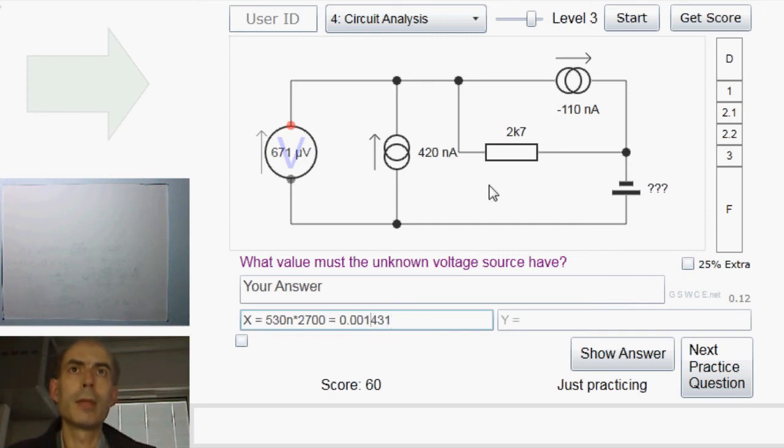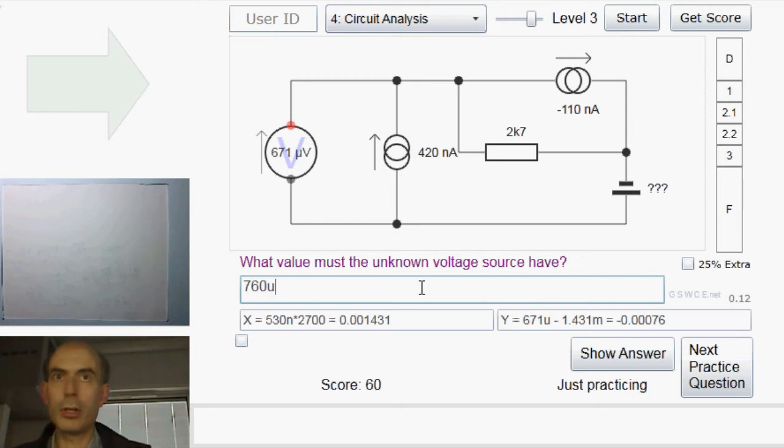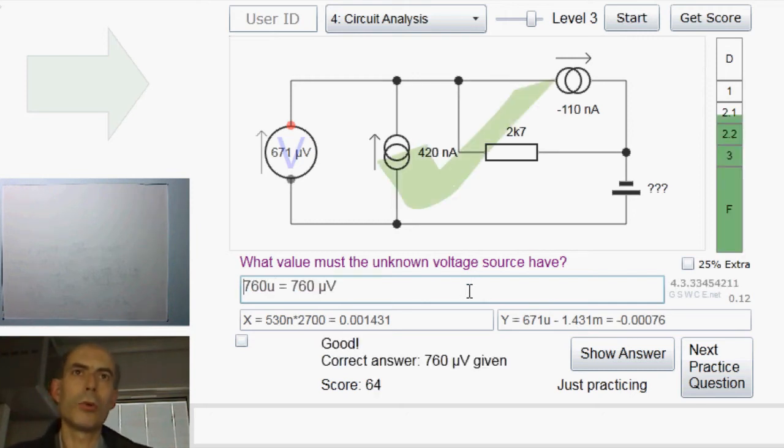1.431 millivolts. We also know that from here to here is 671 microvolts, and we know that this is at a potential of 1.431 millivolts above here, so the potential there must be 671 microvolts minus 1.431 millivolts. That's the potential at that point there. So the voltage of this voltage source here must be minus Y, or in this case 760 microvolts. Fine. What's the other way of doing it?